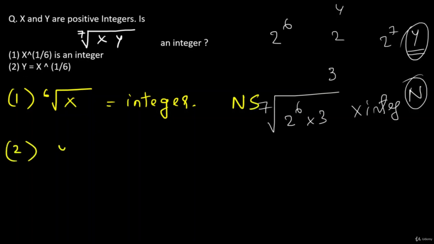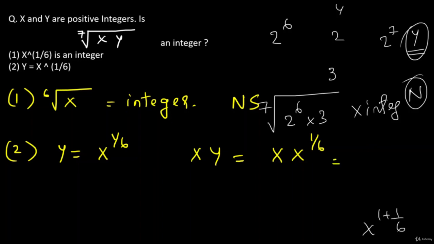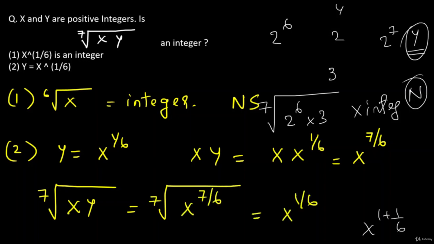It's mentioned that y is equal to x to the power 1 by 6. All right. So let's multiply x and y. So x into y would be x into x to the power 1 by 6, right? Now that is nothing but x to the power 1 plus 1 by 6, right? And that is equal to x to the power 7 by 6. All right. Now let's take the 7th root of this. So the 7th root of x into y would be equal to the 7th root of x to the power 7 by 6, which is equal to x to the power 1 by 6.